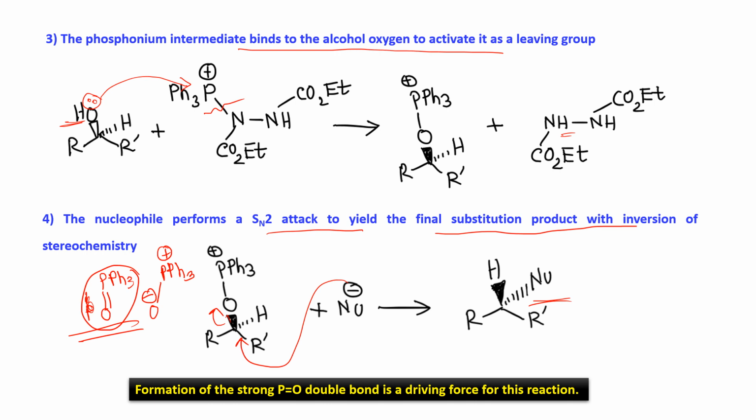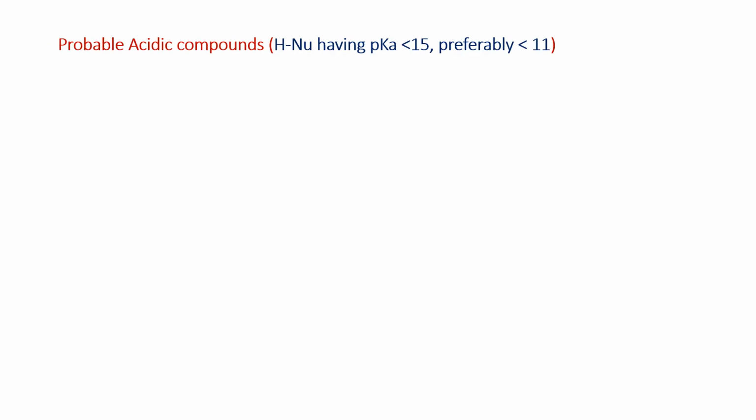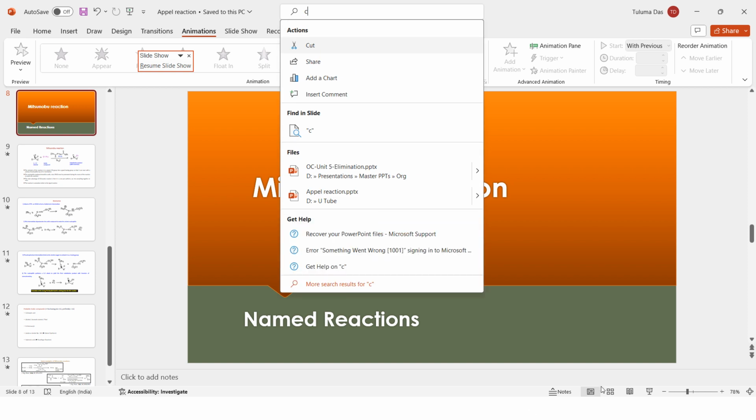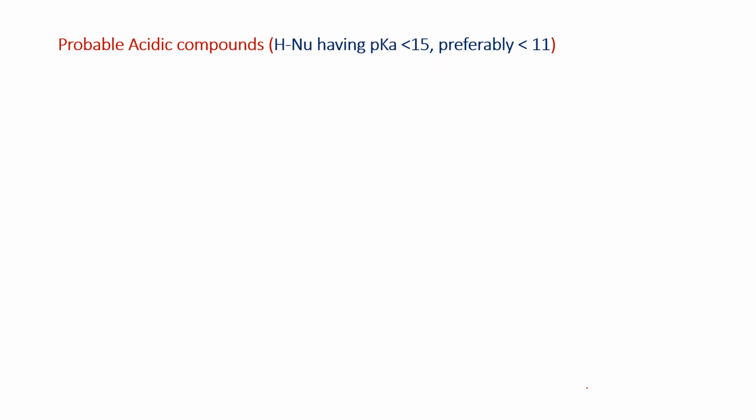So that is why it is the driving force for this reaction. Now what are the probable acidic compounds? I have mentioned it as HNu, but what is this HNu? What is the nature of this? That we have to know. So HNu having pKa less than 15. This HNu should be such that the pKa value must be lesser than 15, and it is better if it is lesser than 11. So this should be the criteria.